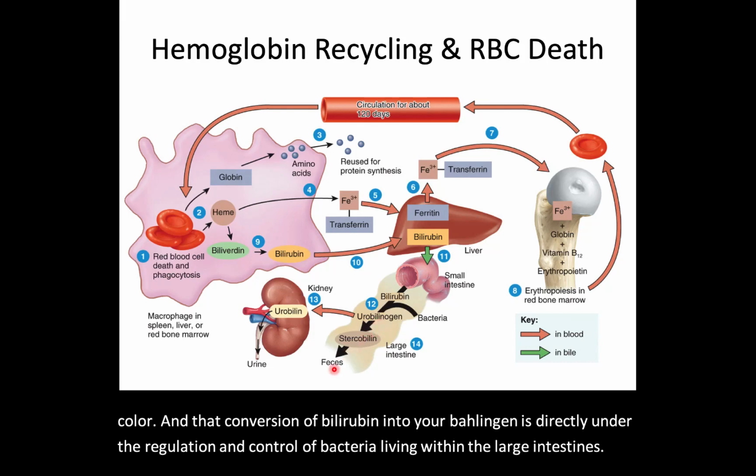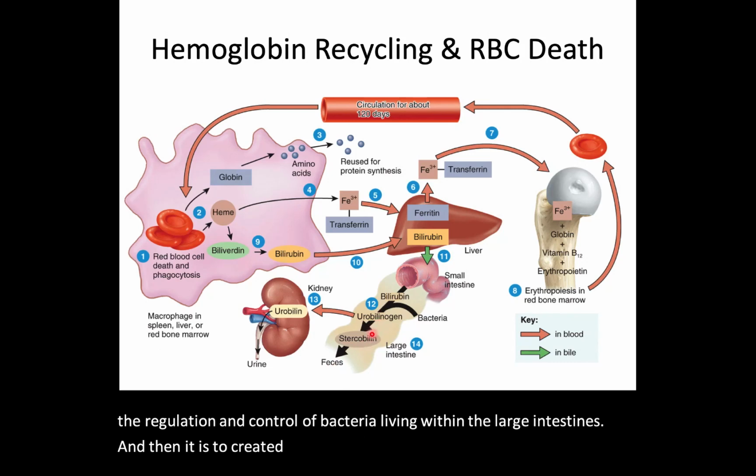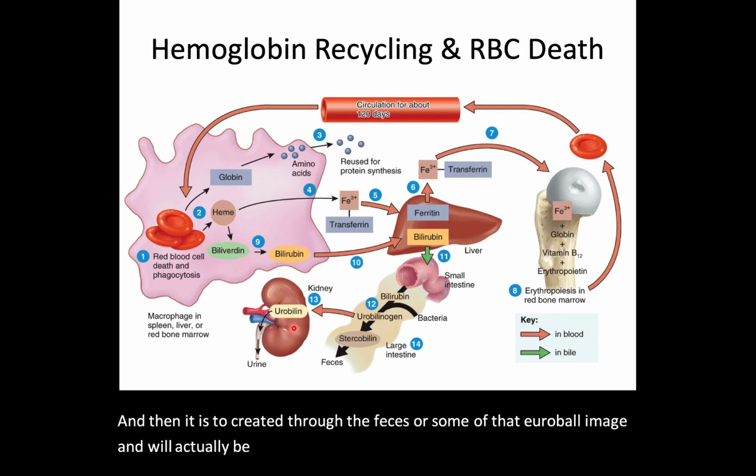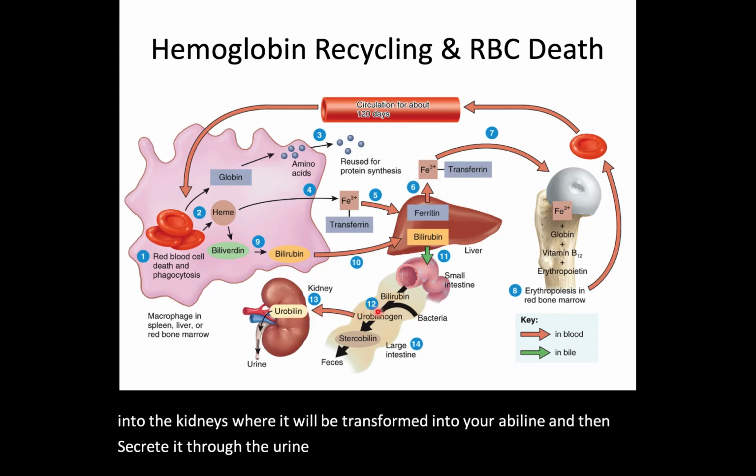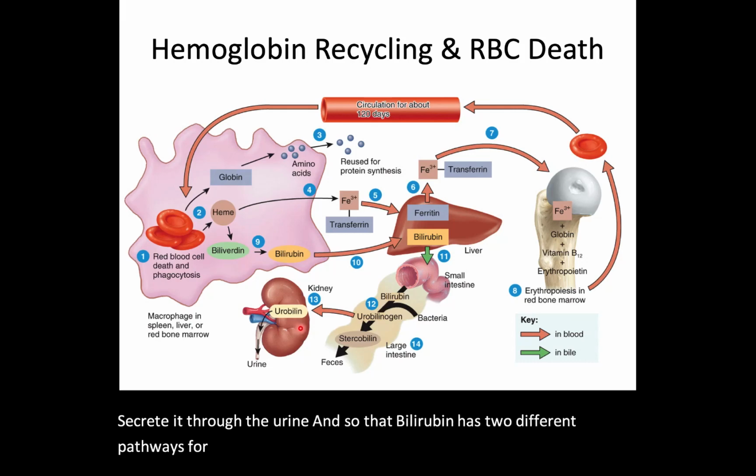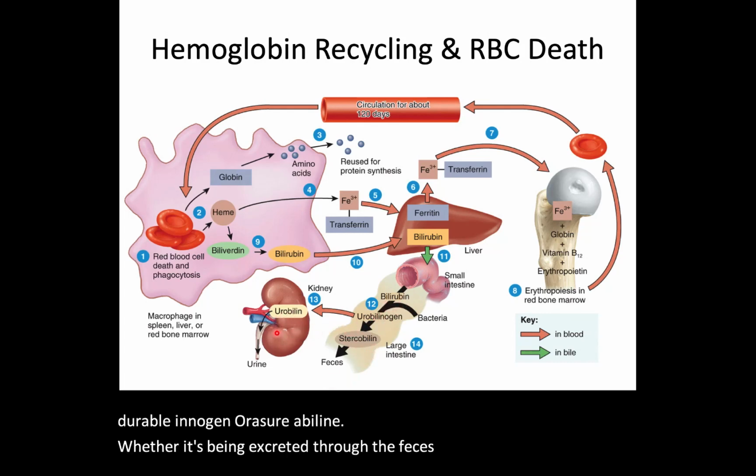And then it is secreted through the feces, or some of that urobilinogen will actually be reabsorbed into the bloodstream. It'll be passed off into the kidneys, where it'll be transformed into urobilin and then secreted through the urine. And so that bilirubin has two different pathways for being completely broken down and gotten rid of, either as urobilinogen or as urobilin, whether it's being excreted through the feces or being secreted through the urine.